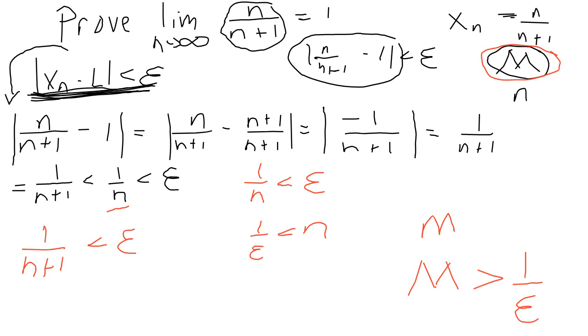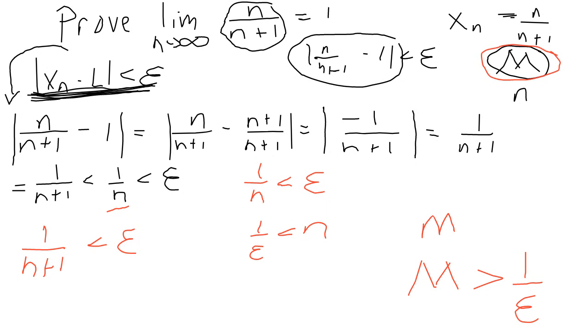I'm still stuck on the idea that 1 over n is less than epsilon. I'm not seeing the logic behind that. There's nothing there that suggests 1 over n should be less than epsilon. What suggests that 1 over n plus 1 should be less than epsilon?